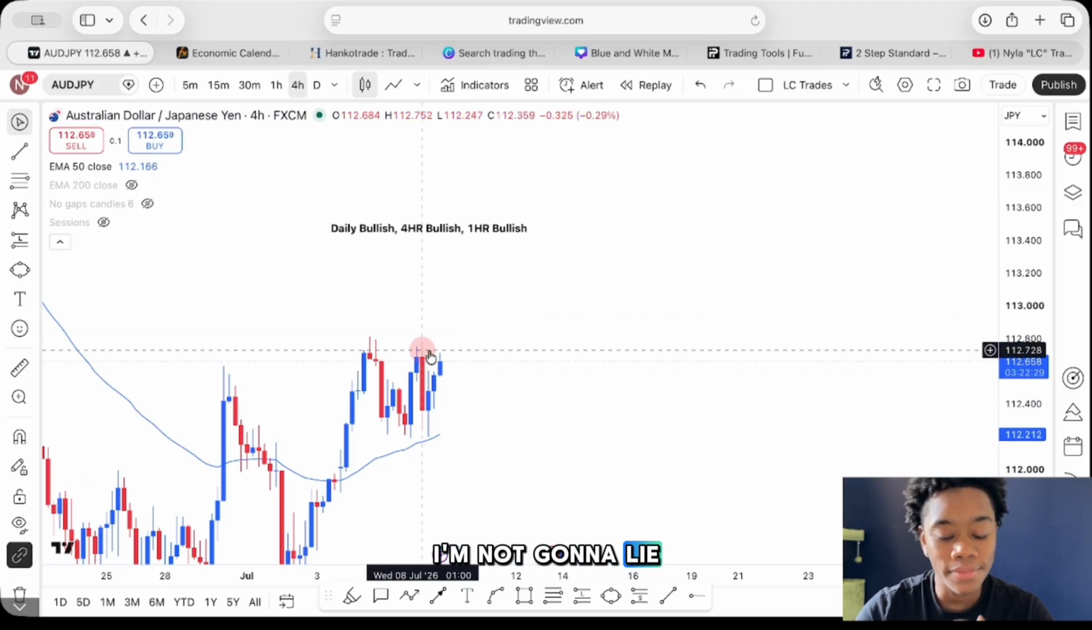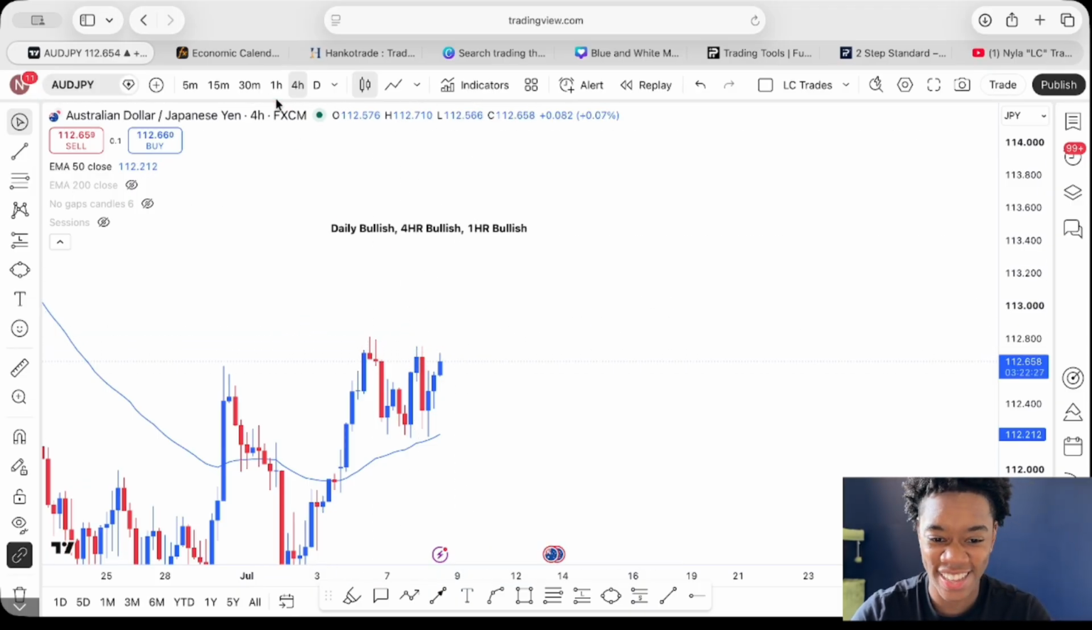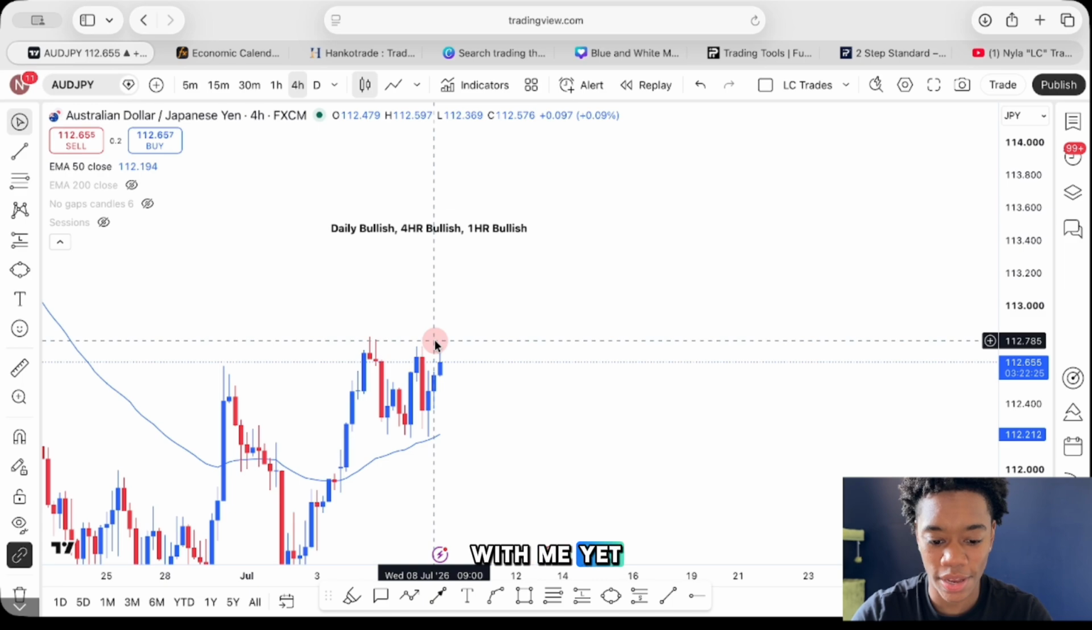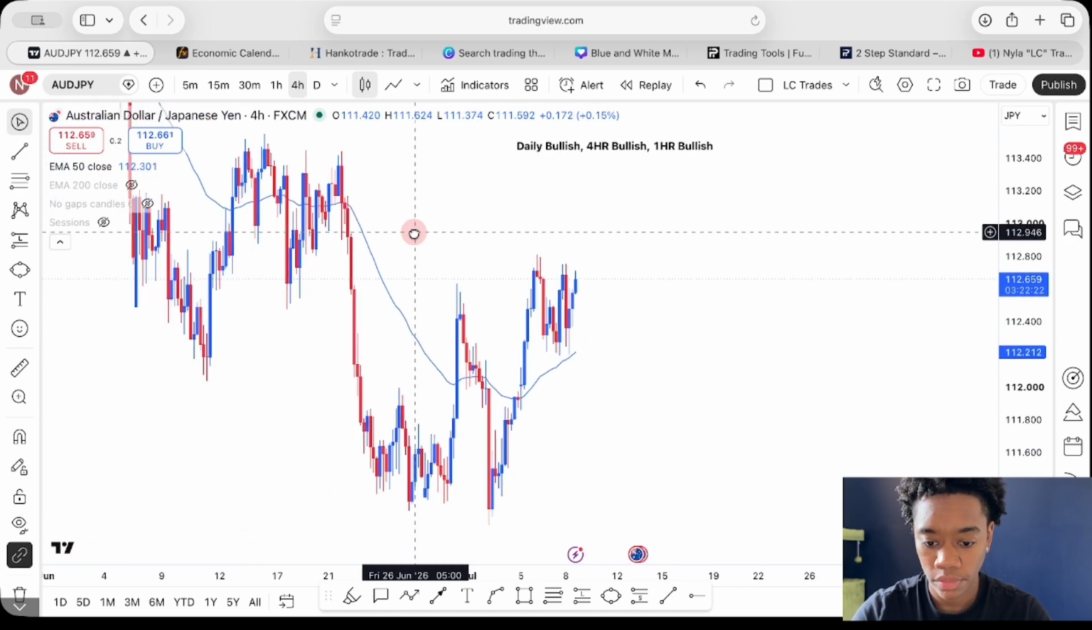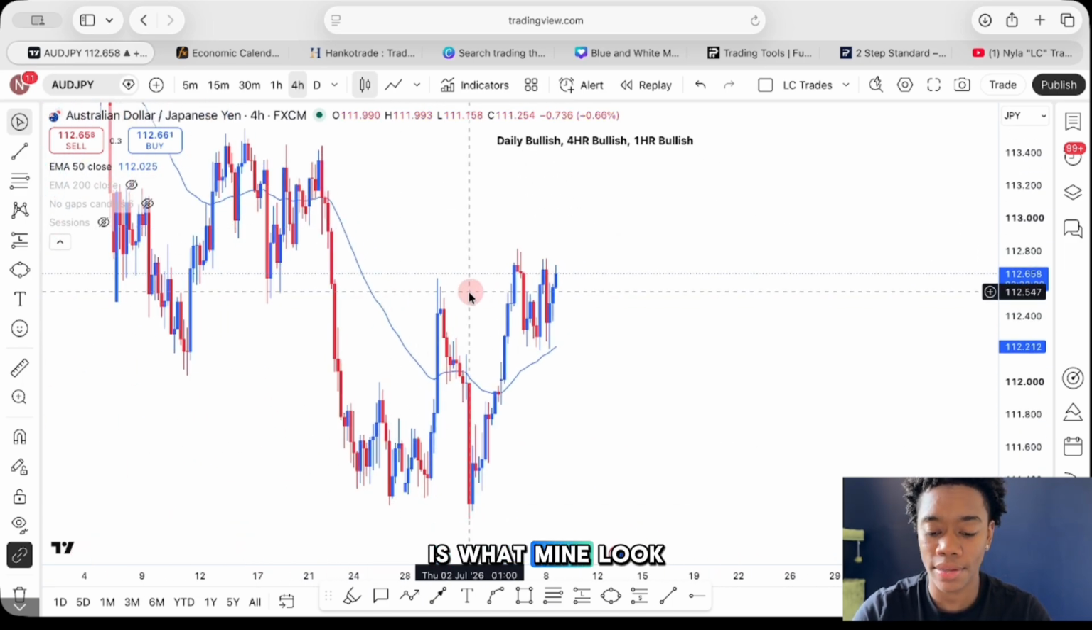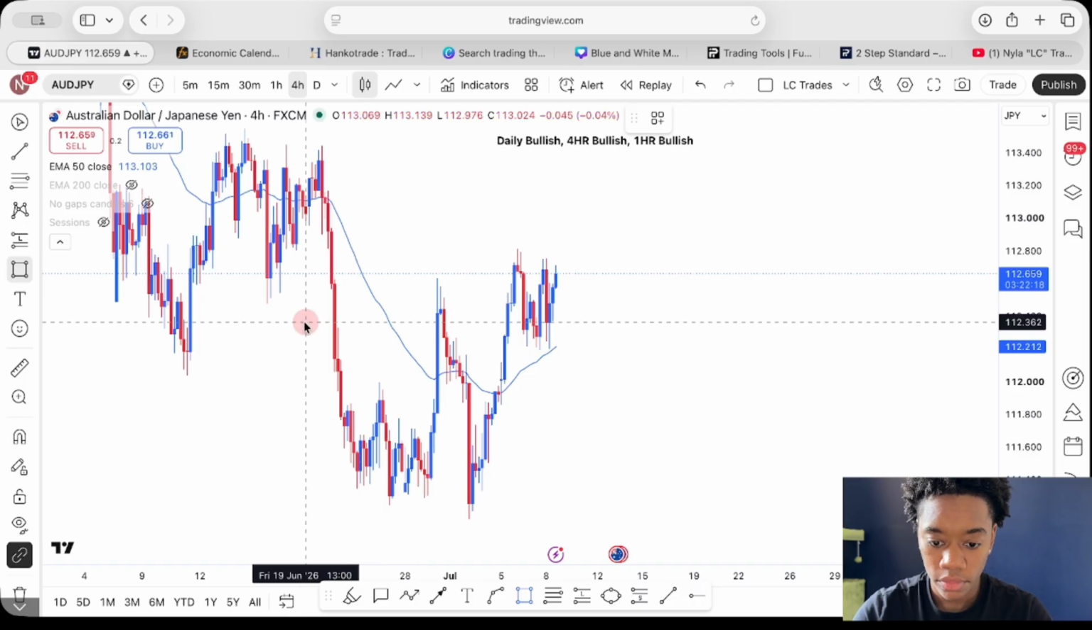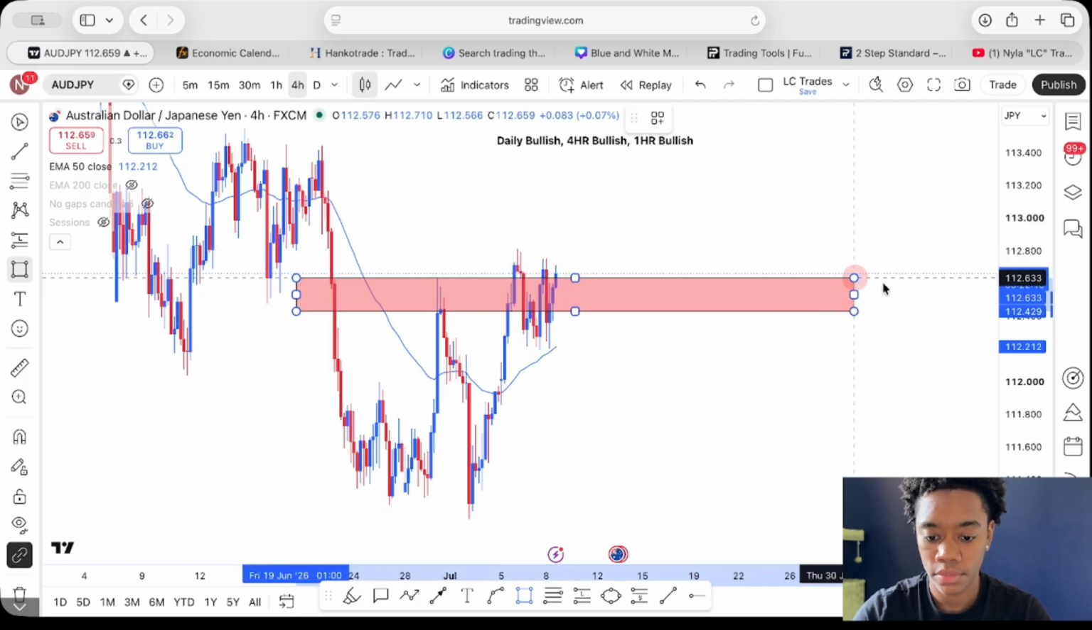I'm not going to lie, this trade is making me a little nervous. But say you didn't get into this trade with me yet. What you're going to do, and this is what mine looked like, right? This is my previous.